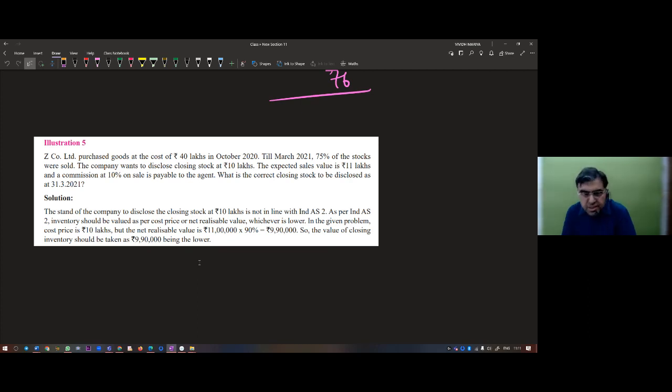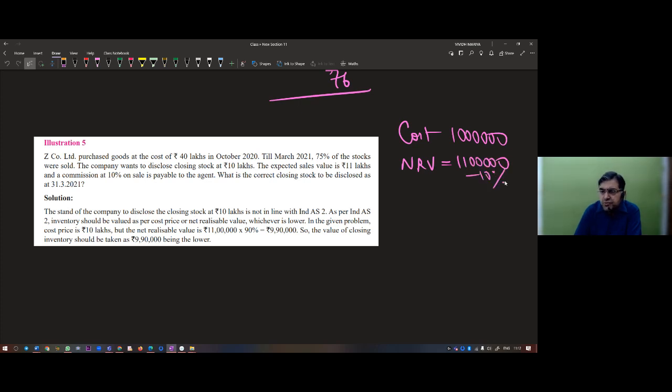Now the cost of closing stock is 10 lakhs. The NRV, net realizable value, is 11 lakhs minus 10%, so the net realizable value is 990. Whichever is lower, the answer is 990.